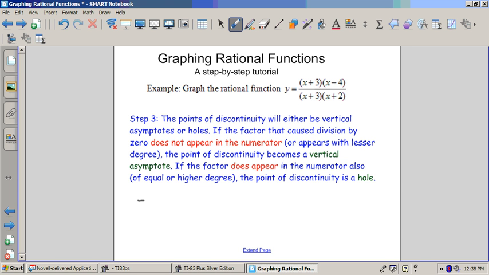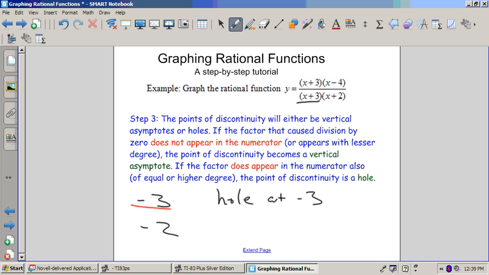Remember that my two points of discontinuity in this particular graph are negative 3 and negative 2. How would I know whether it was an asymptote or a hole? Well, I look at the factor that gave me the 0. For negative 3, the factor that gave me the 0 is this x plus 3. Then I look to see, is that same factor found in the numerator? If the factor is found in the numerator in the same or higher degree, then it must be a hole. So I have a hole at negative 3.